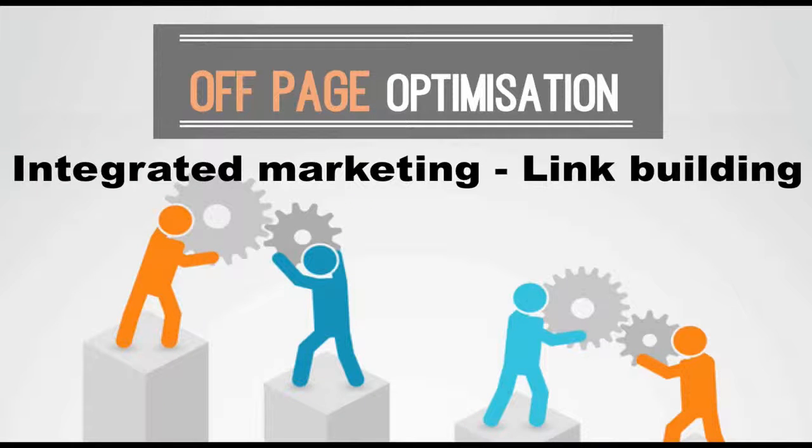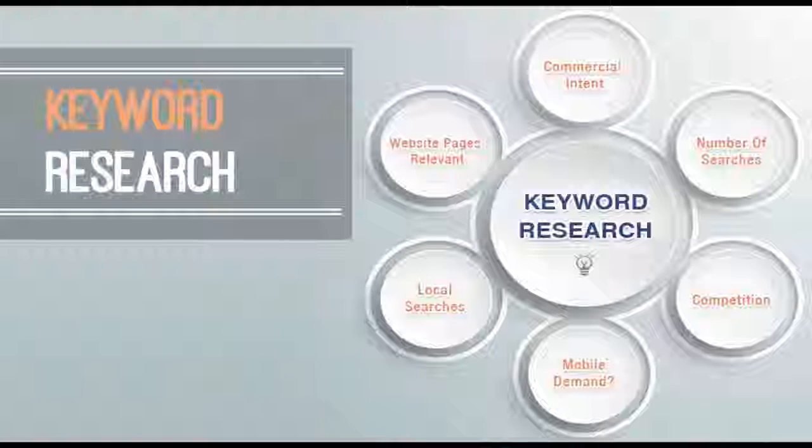Integrated marketing and off-page optimization is away from your site. It's where you get links coming to your site. Nowadays, it's all about integrated marketing. It's not just only links, because you've got social media, which we'll cover in a separate video, and it all contributes to the authority of your links coming to your website, of which Google look at when they're making decisions of where to rank your website.